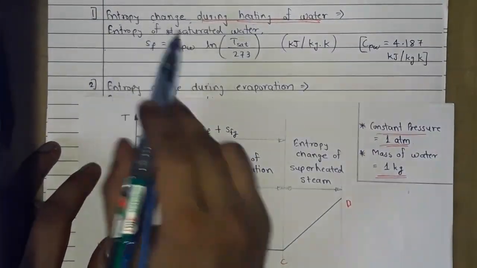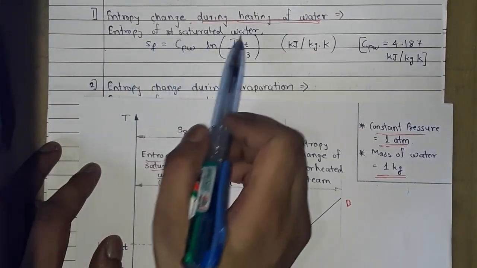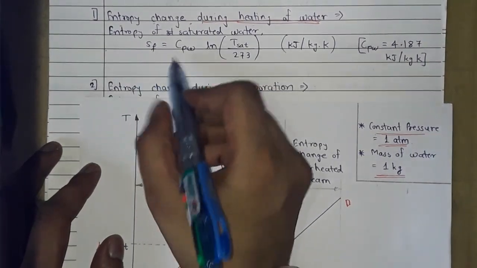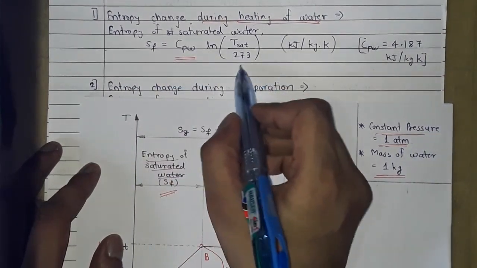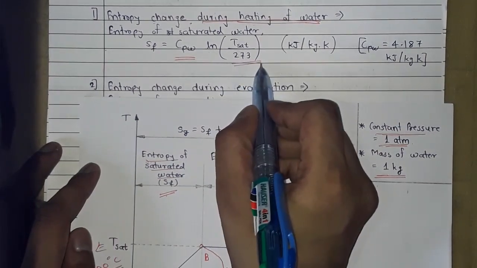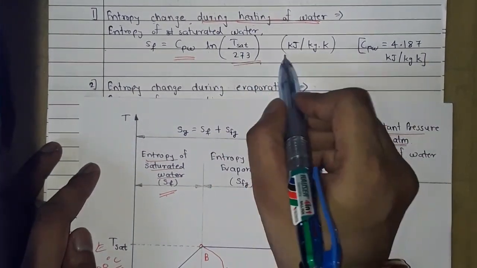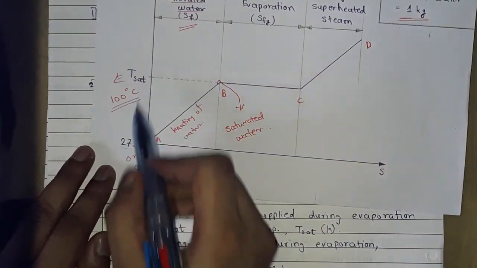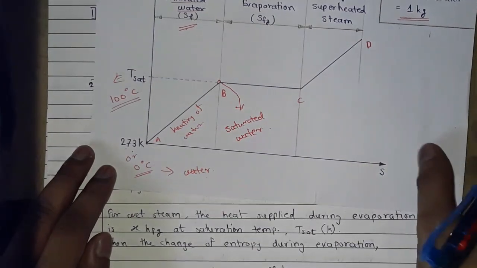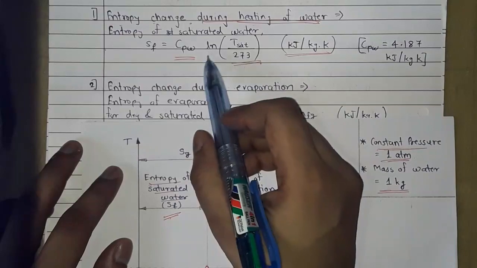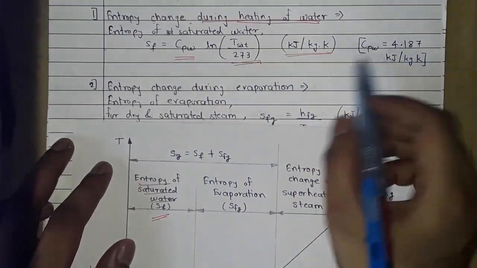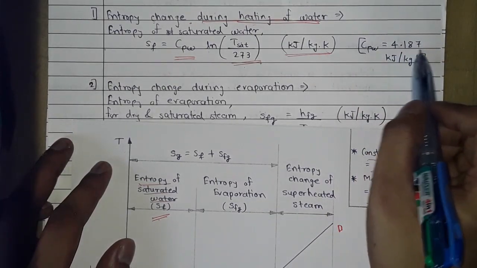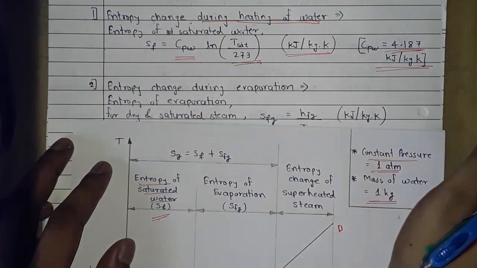Now here friends, see here, entropy of saturated water SF is given as SF is equal to CPW ln Tsat upon 273 Kelvin, and its unit is kilojoule per kg Kelvin. Here friends, Tsat means higher temperature upon this lower temperature, 273 degree, and its value is, as I have told earlier, CPW is equal to 4.817 kilojoule per kg Kelvin.